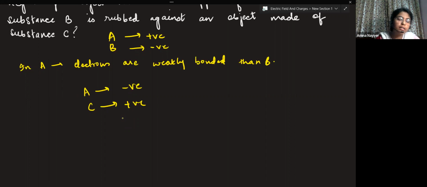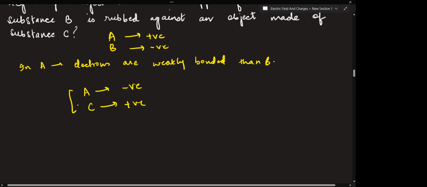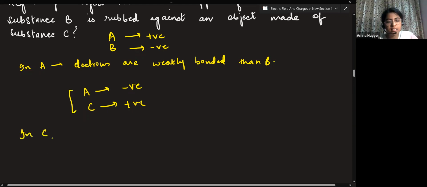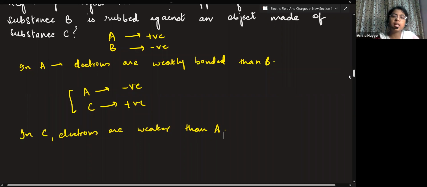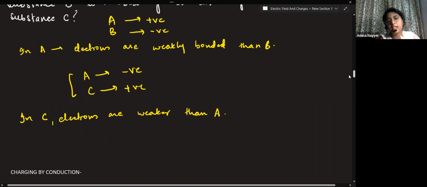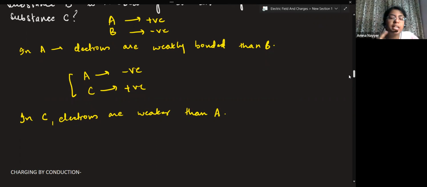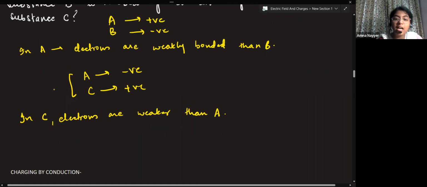Now tell me, electrons are weakly bonded in which one? In C, electrons are weaker than A. Now see, we just have to compare using this data. This data is now sufficient for us to know the comparison and the charges associated with B and C. So electrons are weakly bonded in B, and electrons are weaker than A in case of C.